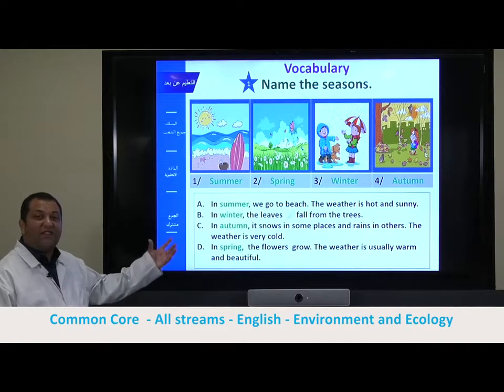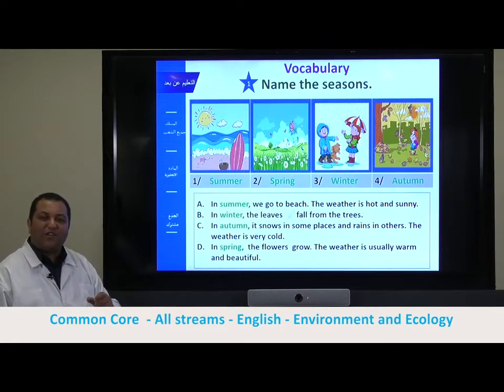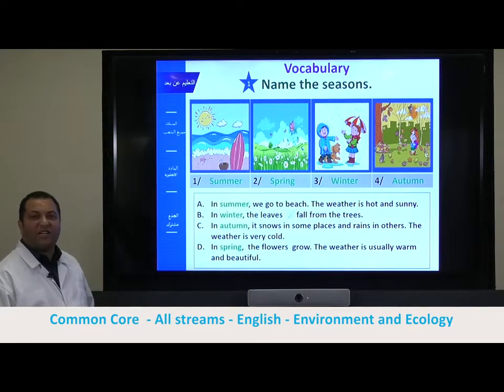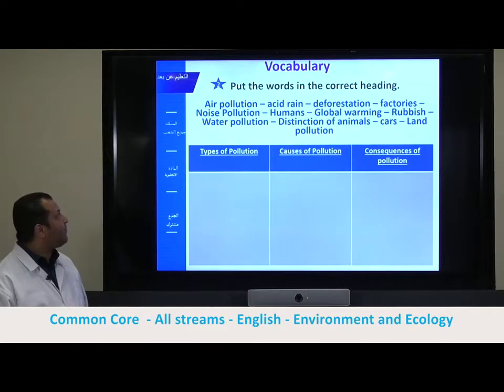Now, you can even write about your favorite season. Take your copybook and you can write about your favorite season and why, what activities you do in your favorite season. Let's move on to the next vocabulary exercise.